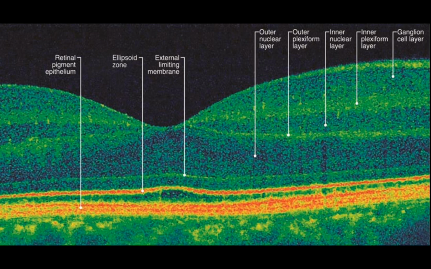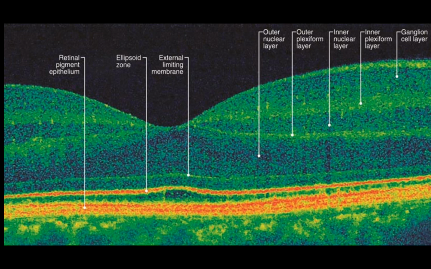Then this is the image showing the layers of the retina from outside to inside. The outermost layer is retinal pigment epithelium, then external limiting membrane, then outer nuclear, outer plexiform, inner nuclear, inner plexiform, and ganglion layer. Pigment epithelium, external limiting membrane, outer nuclear. After the nucleus, there will be plexus formation, so outer plexiform. Then inner nuclear, inner plexiform, and ganglion cell layer.